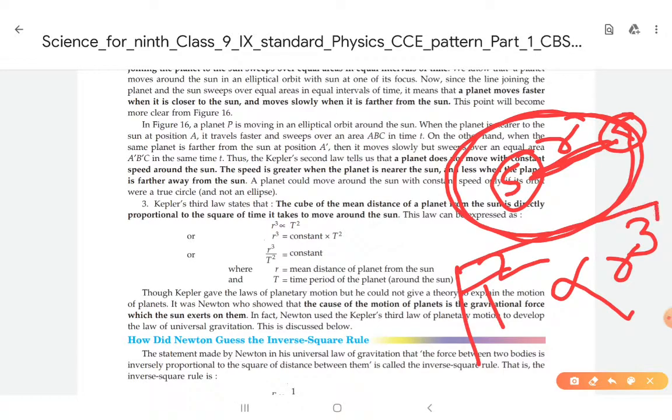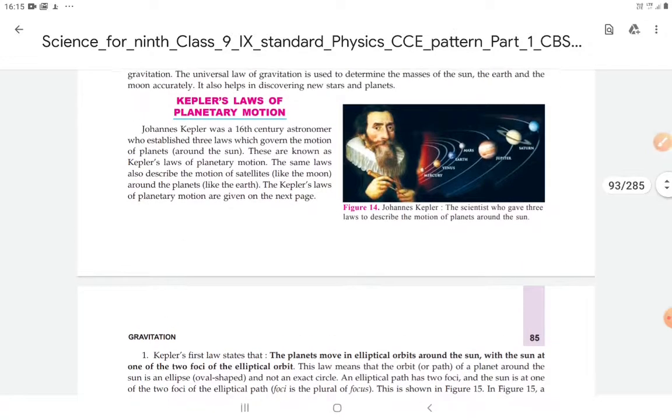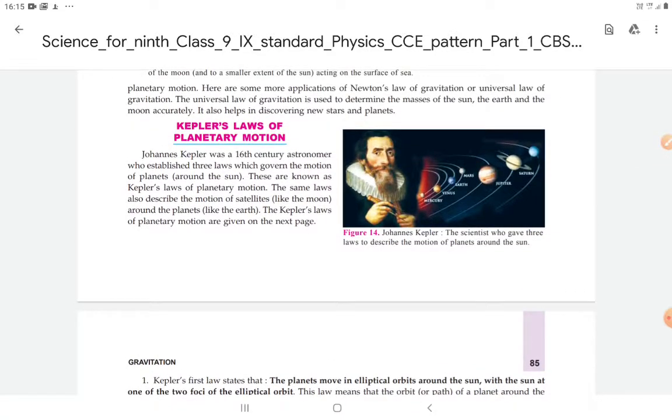This is the third statement of Kepler. The cube of the mean distance of a planet from the sun is directly proportional to the square of the time it takes to move around the sun, or you can say T square is proportional to r cube. T is the time period of a planet, r is the mean distance between the planet and the sun. So these are three important laws given by Kepler. You have to remember all these laws. Thank you, dear students.